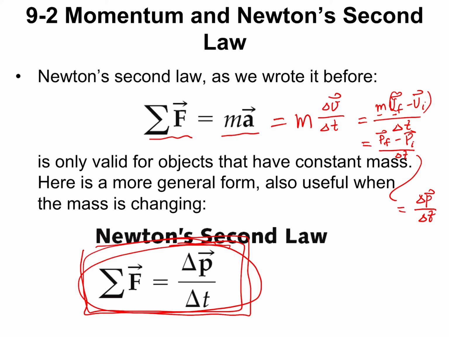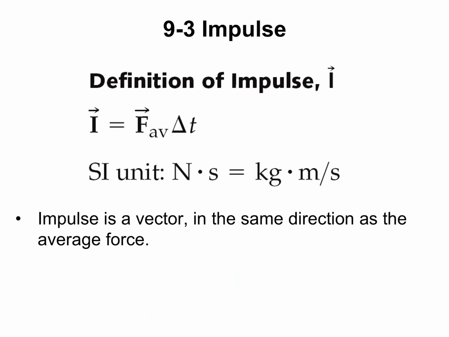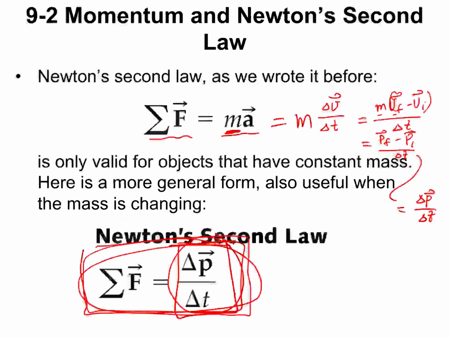By this equation, we can solve problems with changing mass. Mass is not necessarily always the same, so sometimes you have changing mass. In that case, by using this equation, you can solve the problem with changing mass. So that is the first concept: the relationship between momentum, change in momentum, and Newton's second law.